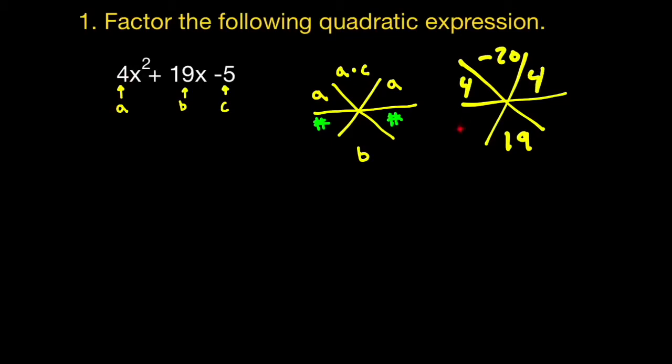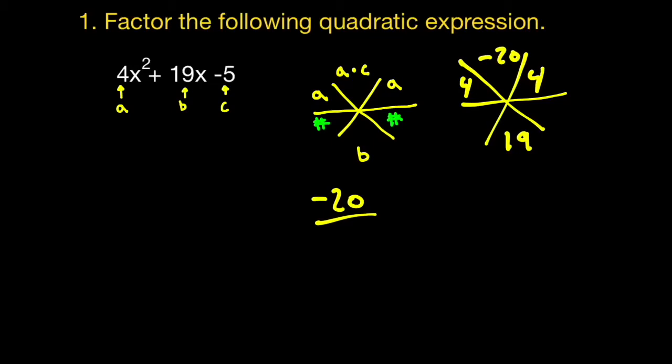Now I need to find two numbers that when I multiply them together, I'm going to get negative 20, but if I add them, I'm going to get 19. If you have difficulty finding the two values that multiply to negative 20 but add to 19, I encourage you to follow this suggestion. Take the product of a and c, in this case it's the negative 20, and begin to brainstorm different factor pairs. Two numbers that when you multiply them, you get negative 20.